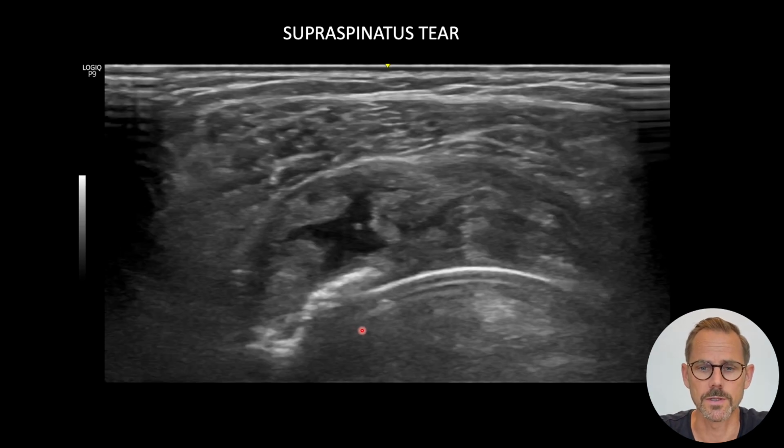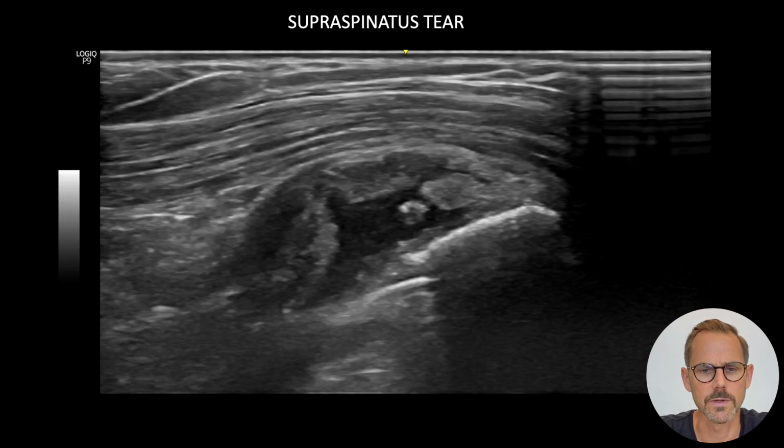And of course, you can get ruptures in the other tendons as well. This is a supraspinatus tendon. We have the prosthetic head down here, and this is the anterior part of the supraspinatus. The biceps tendon is down here. So here we have a black void that is communicating up from the bursal tissue down to the prosthetic head, so a full thickness tear of the anterior supraspinatus tendon.